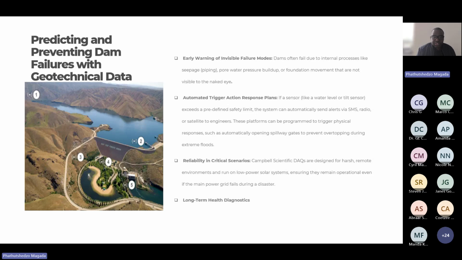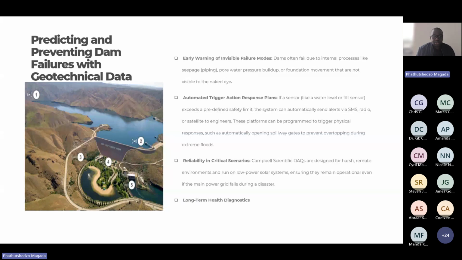Campbell Scientific data acquisition systems are designed for harsh, remote environments and run on a low-power solar system, ensuring they remain operational even if the main power grid fails during a disaster. This will ensure that there's reliability in the data, data integrity, and no disruption in the data management.